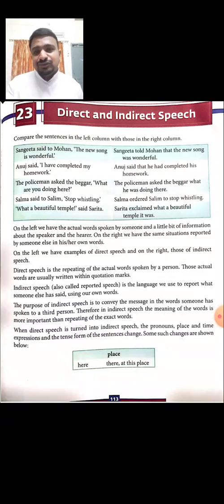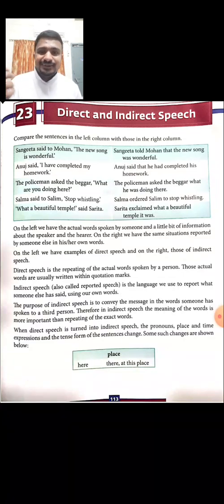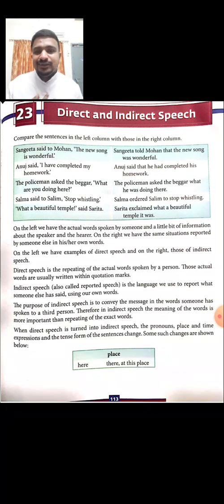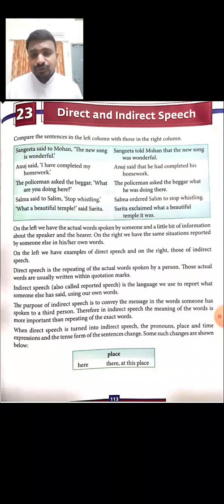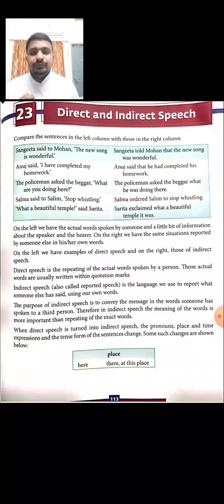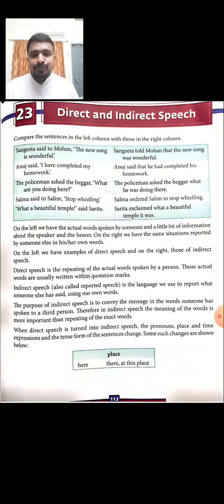Suppose someone has told me something. For example, Arun told me that the exam was good, and I am telling that to another friend, and I am telling, "Arun told me the exam was good." So I am repeating the same words which Arun had spoken to me. So that is called the direct speech.